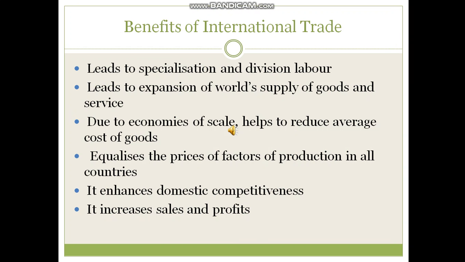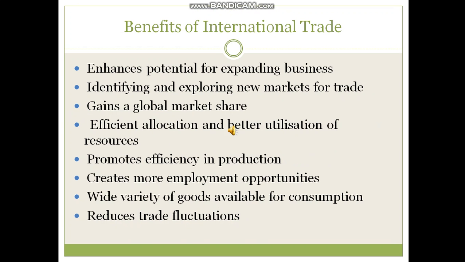It enhances the domestic competitiveness and it increases sales and profits. It enhances the potential for expanding business. It helps to identify and explore new markets through trade. It helps to gain a global market share. Efficient and better utilization of resources can be ensured. It promotes efficiency in production, helps to create more employment opportunities around the world. It helps to provide wide variety of goods available for consumption, and it helps to reduce the trade fluctuations.